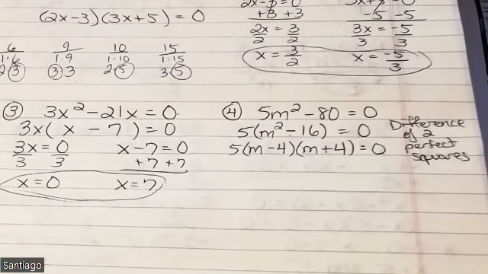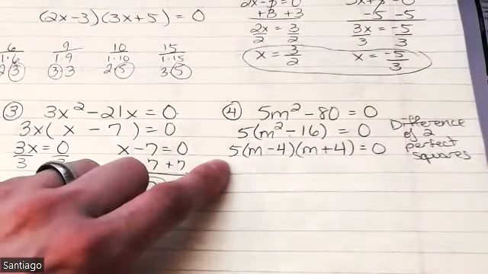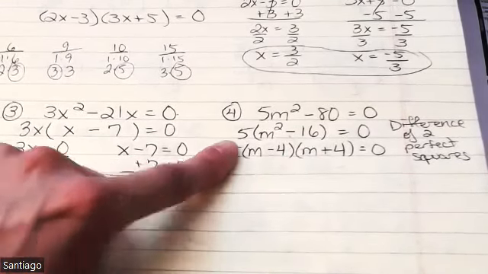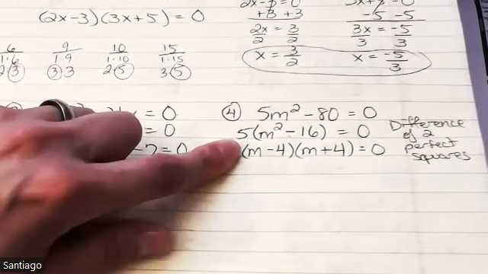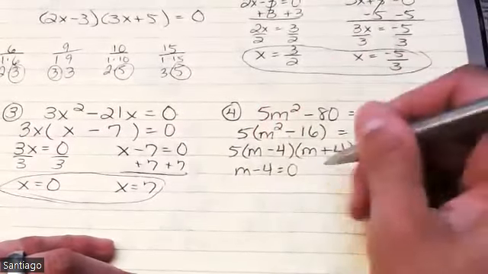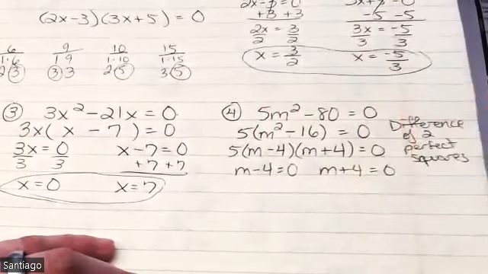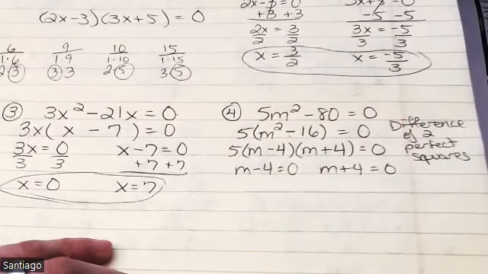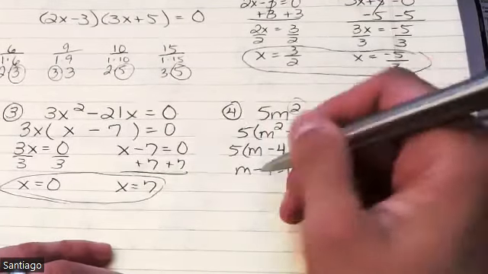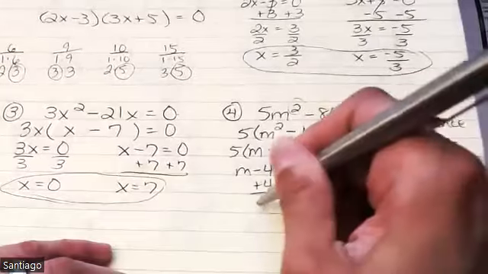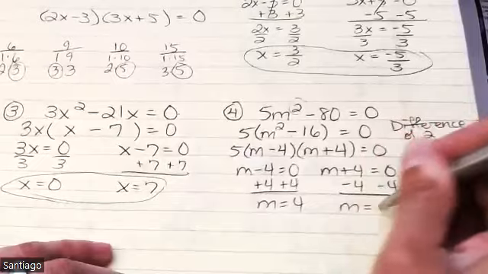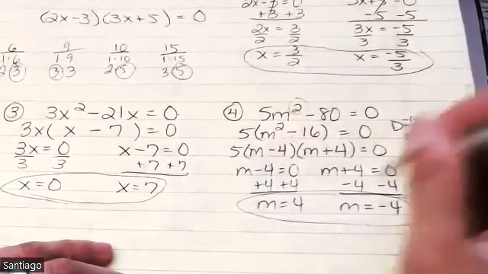And now we're ready to solve. Notice that this 5 does not have a variable. So technically, if I wanted to, I could divide both sides by 5 and it would totally get rid of that 5. So I'm essentially going to leave that to the side and say, well, I have m minus 4 equals 0, and I have m plus 4 equals 0. Those are the 2 equations we're going to solve. Keep in mind, our degree is 2, so we should be expecting 2 solutions. I'm going to add 4 here, and I find that m is equal to 4. And then I'm going to subtract 4 here, and I find that m is equal to negative 4. And those are my 2 solutions.